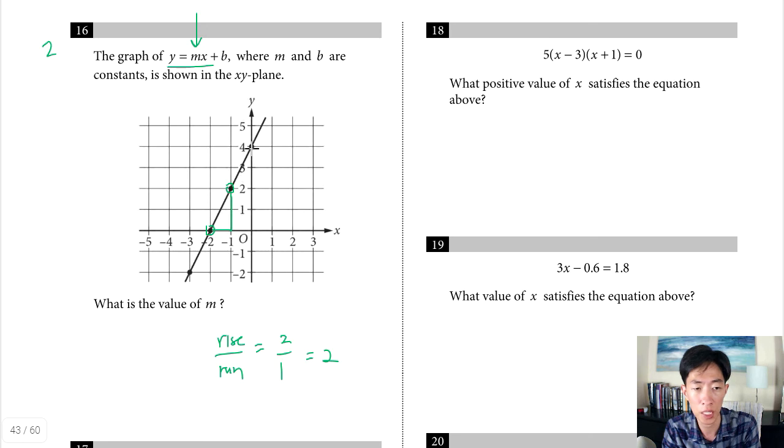Notice that we could take any 2 points and it'll give us the same slope because the line is constant. In other words, it's straight. So the change in y here is going to be 4, and the change in x here is going to be 2. So 4 over 2 is also 2. So you can take any 2 points, find the change in y divided by the change in x, and that's going to give you the slope.